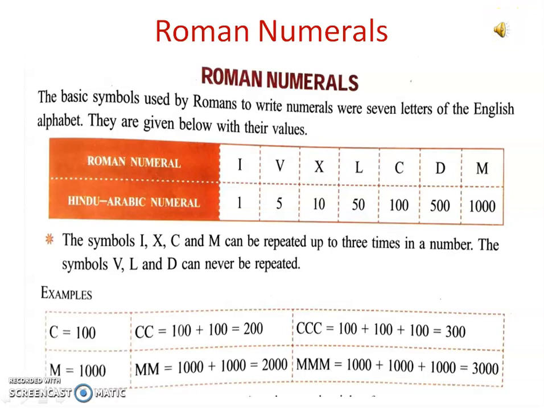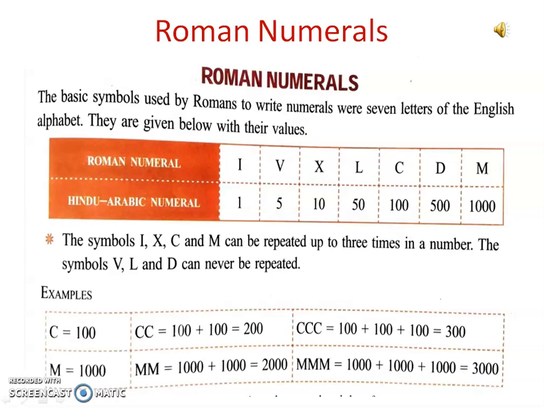Now what are Roman numerals? The basic symbols used by Romans to write numerals were 7 letters of the English alphabet. They are given below with their values. You can see this table in which we are writing Roman numerals in the upper row and Hindu Arabic numerals in the lower row.